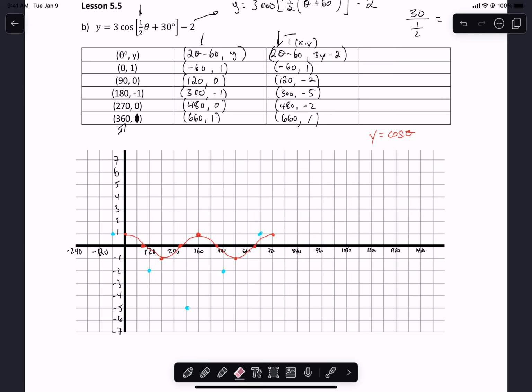Okay, so that's one cycle of this graph. Then I'm just going to draw the second one now. And again, all I'm doing is recognizing the pattern. I'm not looking at the X values or the Y values. I'm just drawing the pattern in.